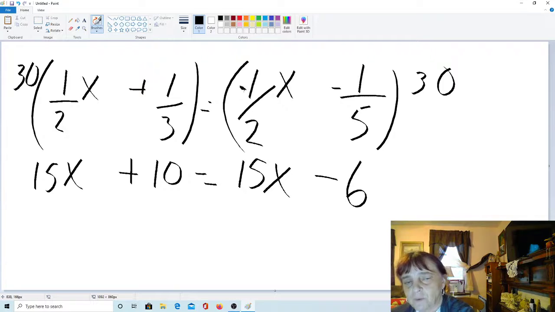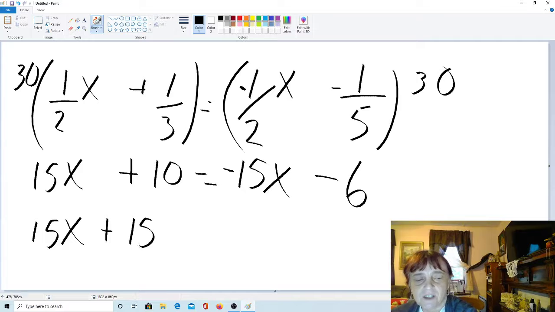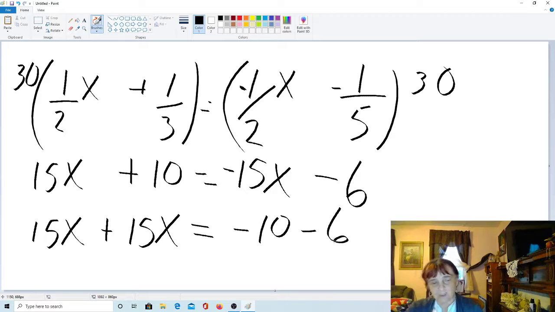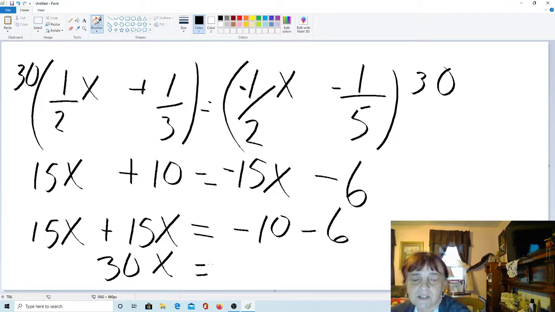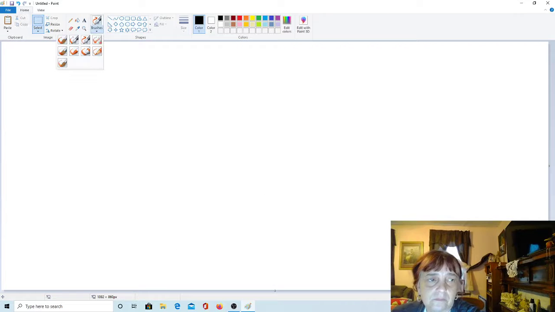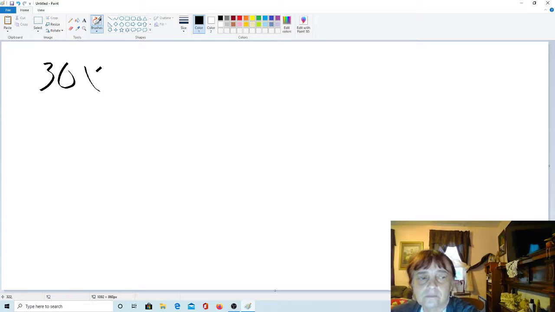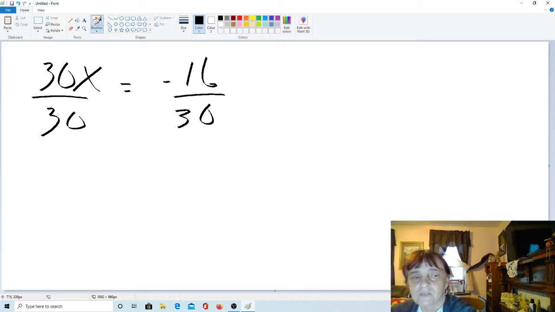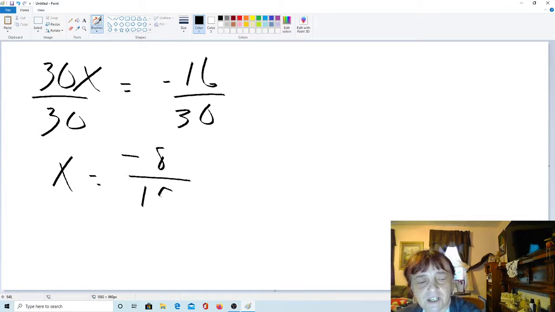Let's just make this negative 1/2. Okay, it'd be negative 15x. So now you'll have 15x plus 15x equals negative 10 minus 6, and 30x is negative 16. Divide both sides by 30, and x is, divide by 2, negative 8 over 15.